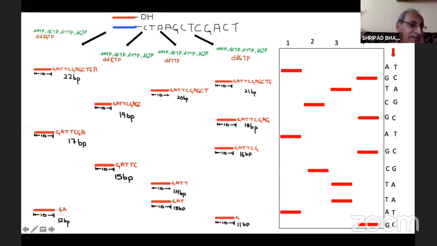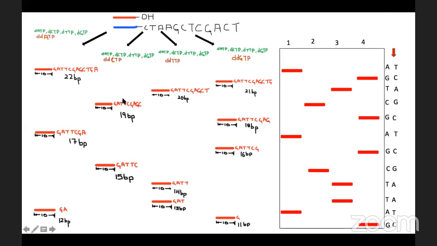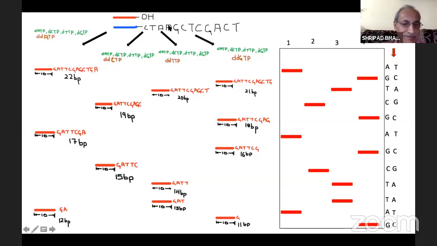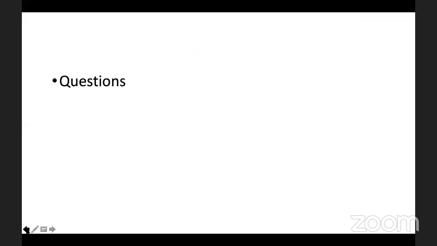Another question many people have asked: why is a primer needed for replication? Primer is needed because DNA polymerase cannot synthesize a strand de novo. It cannot do anything on its own; it always needs something to begin with. That is a very important question, sir.